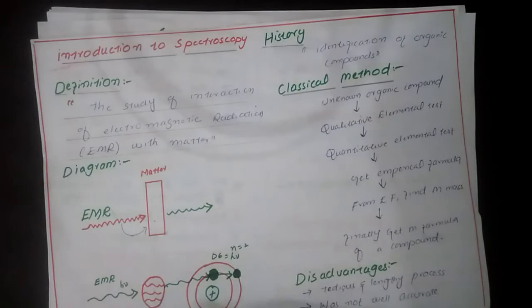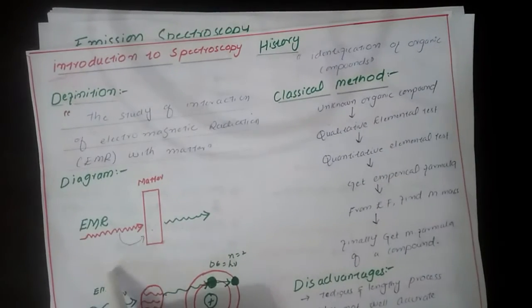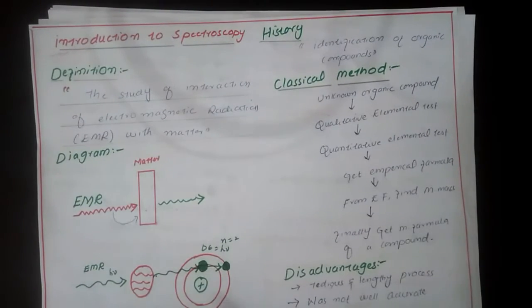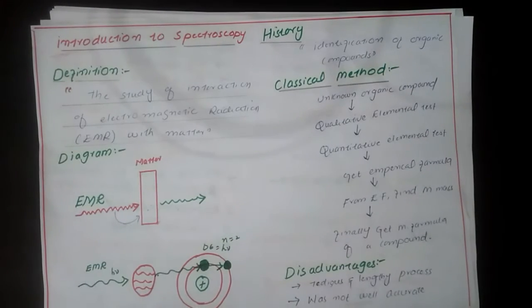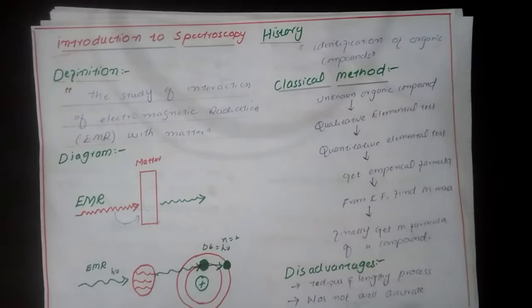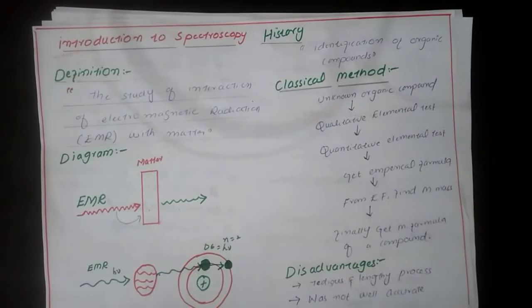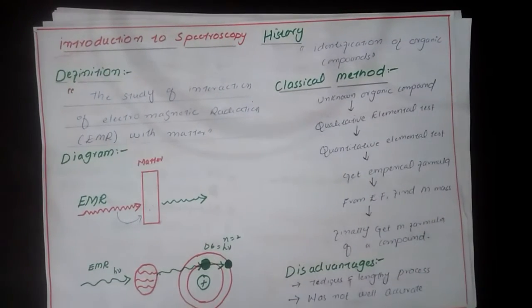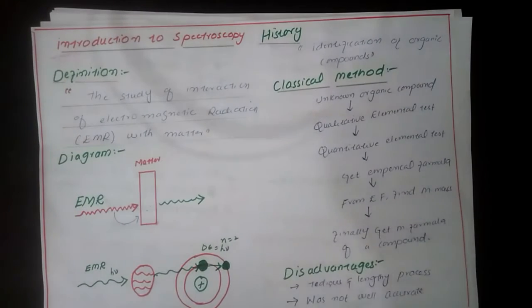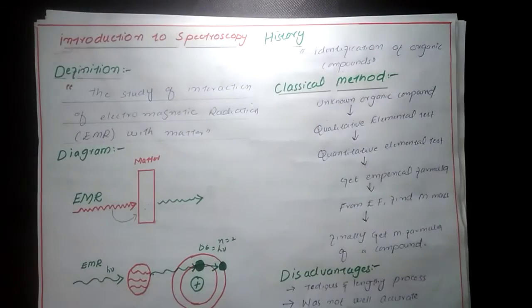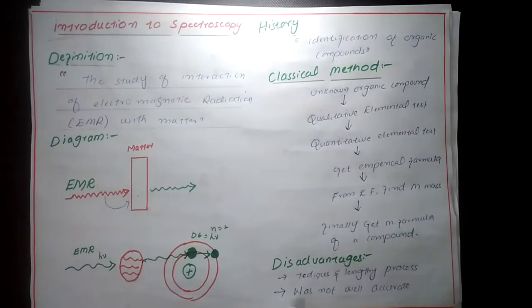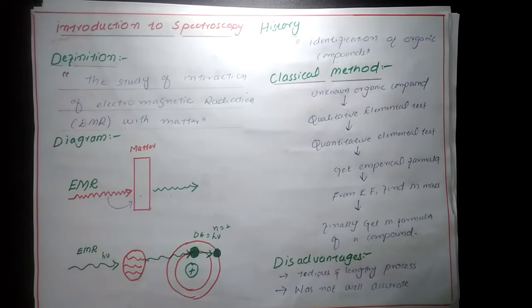So the study of the interaction of electromagnetic radiation with matter is called spectroscopy. But since there is absorption of electromagnetic radiation by the electron, it is also called absorption-based spectroscopy, right? Alright, so that was what we needed to know about spectroscopy. Now we're going to the history of spectroscopy.